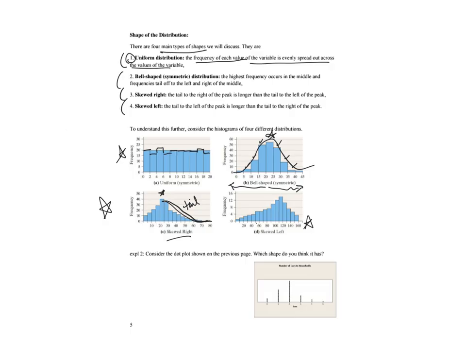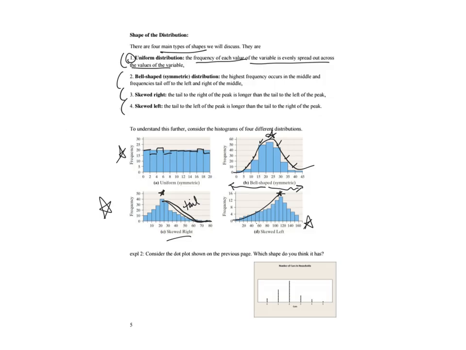Skewed left is down here in the lower right, strangely enough. And here is the peak there. And again, there's a tail, but that tail is on the left-hand side. And so we call that skewed left.